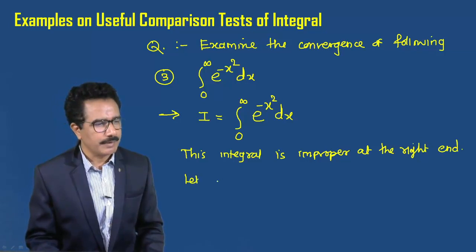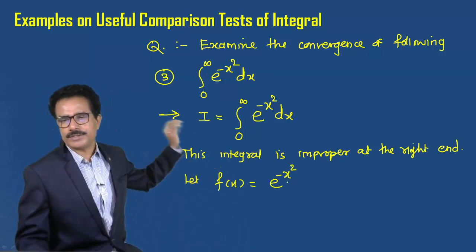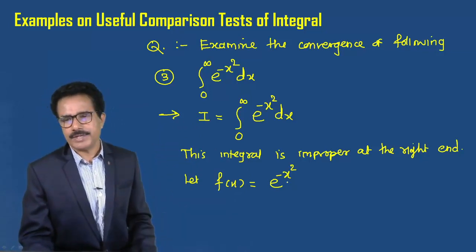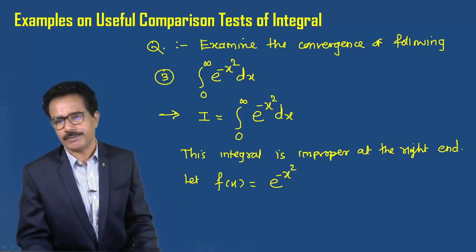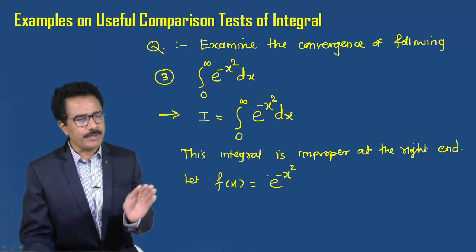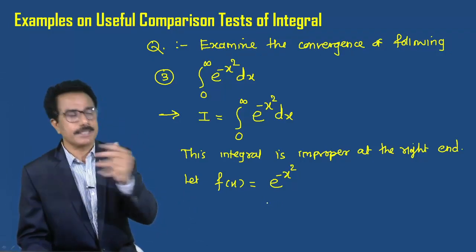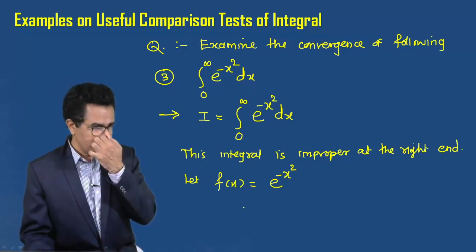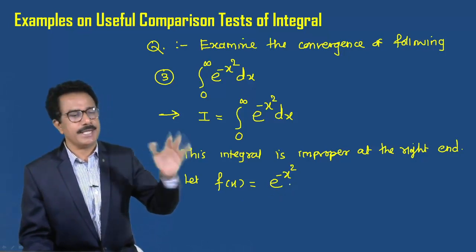Let f of x equal e raised to minus x square. Okay, if we consider f of x is equal to e raised to minus x square, now we have to consider another function g of x, which behaves the same as e raised to minus x square. Now suppose we consider the g of x, but first of all you compare the terms, you know that you must compare the terms. Okay, now say this f of x is equal to e raised to minus x square.